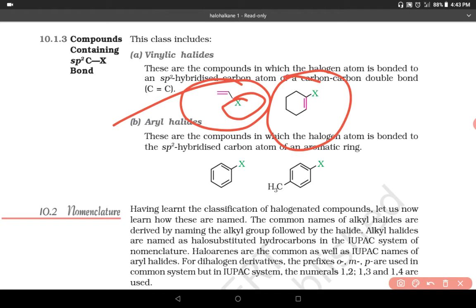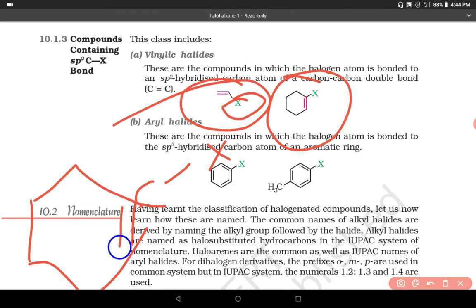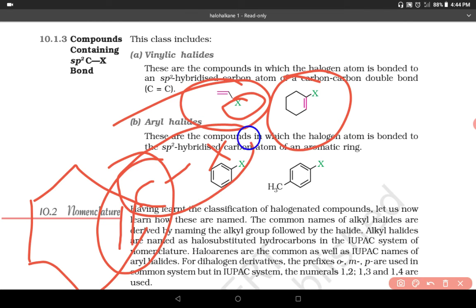You can clearly look at it here also. I will split that. What is there? This is a carbon, and this carbon is attached to the halogen. Here we can find the double bond. This halogen is attached to this carbon, right? But this carbon is a double bonded carbon, that is an sp2 hybridized carbon, as given in the definition.